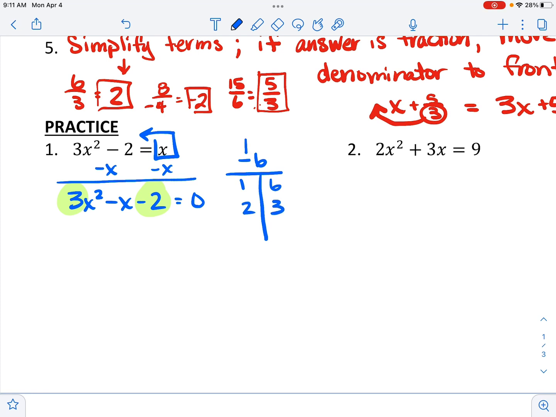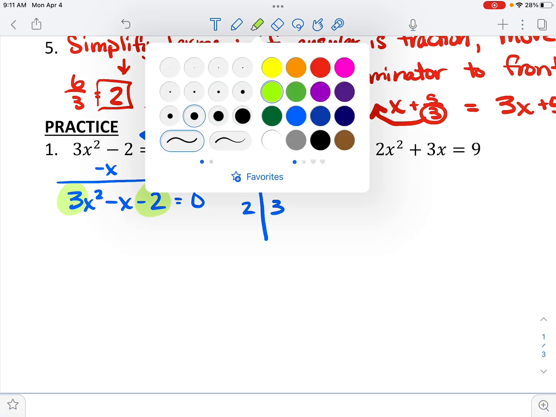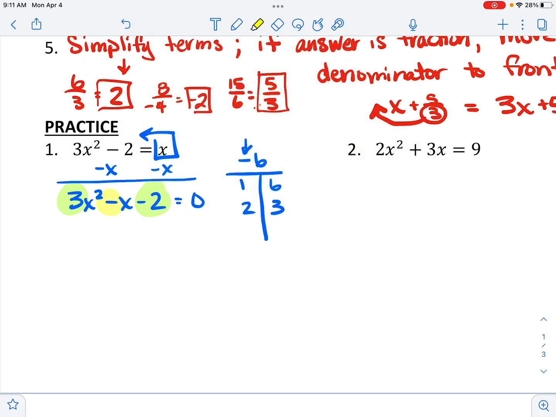Because our c is negative, it's a -6, and because our b is also negative, we know that the larger number has to be negative and the smaller number has to be positive. We add them together and we find our magic pair. So we have x plus 2 and x minus 3.